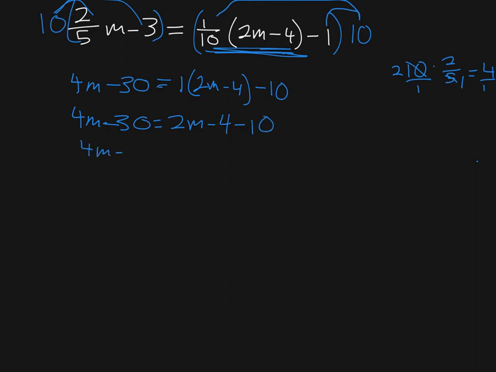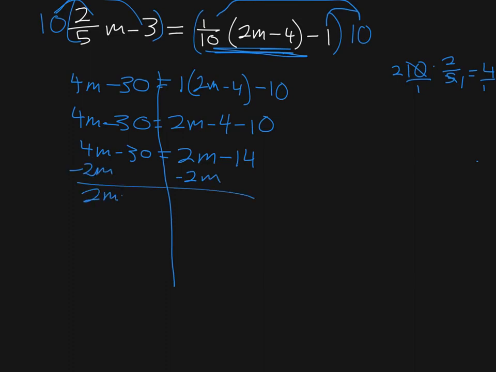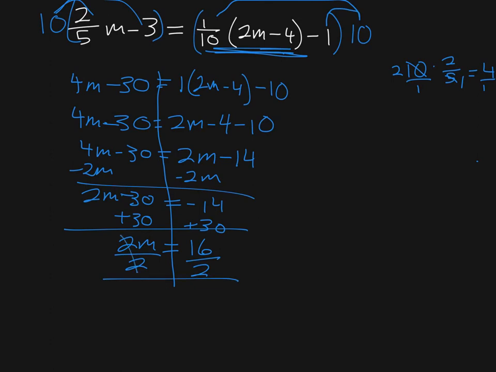Now we can combine like terms. We'll get 2m minus 14, and now we can solve. Subtract 2m, 2m minus 30 equals negative 14. We add 30 to both sides, and we get 2m equals 16. Divide by 2, and hey look, we actually get a whole number this time. M equals 8.